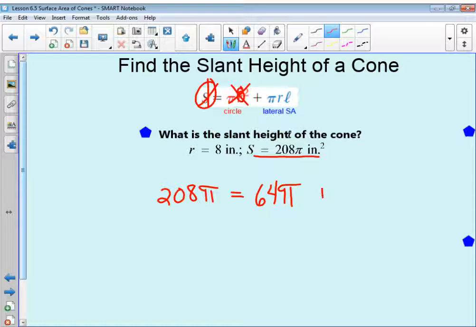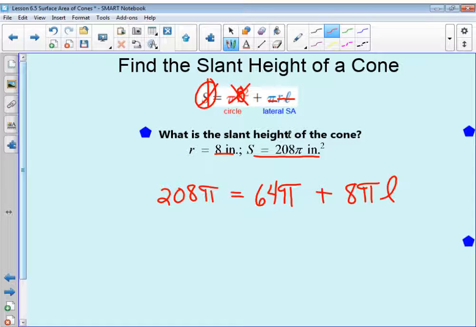So the next thing, that part's done. I have a plus sign. I have pi, my radius, and a slant. So I know the radius was 8. I know pi is still pi. And then I know my slant is what I'm trying to figure out. So I've substituted in. That's the first step, substitute in.